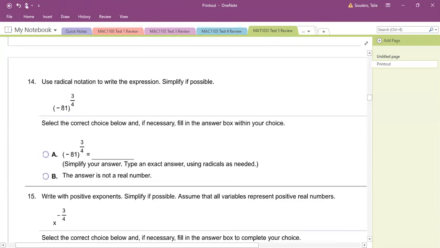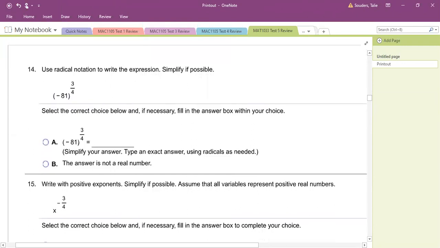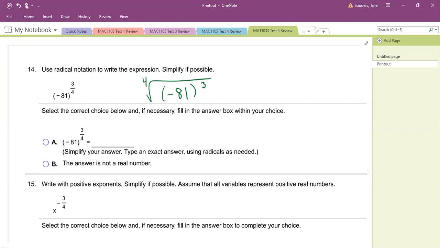What about number 14? How would you rewrite that? So that would be 4 on the outside, radical of negative 81. And then it's cubed. The 81 is cubed. Very good. So the denominator is your root. The numerator is your exponent. So in the other problem, since the numerator was 1, that's why we never had to write an exponent on the inside. But this time we do. What do you know about this answer, though? The answer is not a real number.